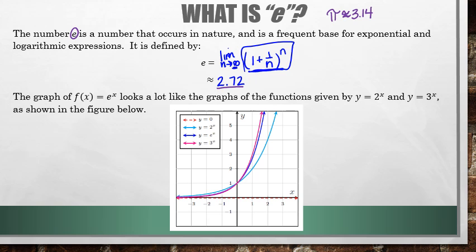Now we can see the graph of e to the x, and it looks a lot like the graphs of y equals 2 to the x and y equals 3 to the x. You can see y equals 3 to the x in pink, light blue is 2 to the x, and e falls right in between them, a little bit closer to the 3 to the x. That makes sense because y equals e to the x is about y equals 2.72 to the x power, so that graph is right in between those two.